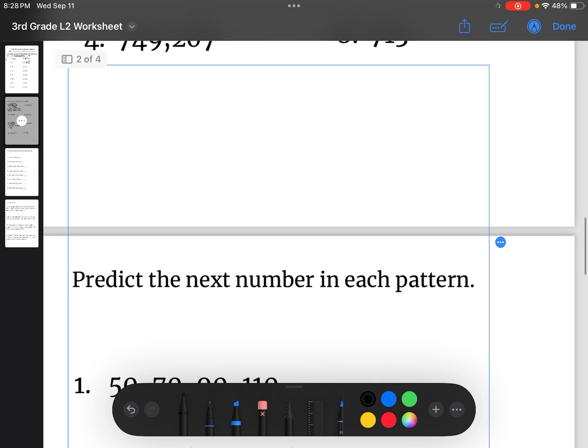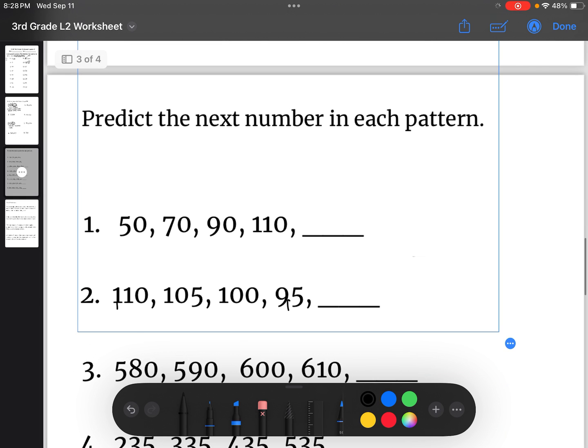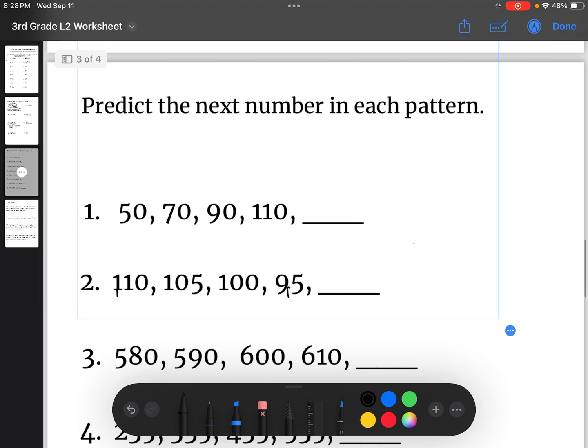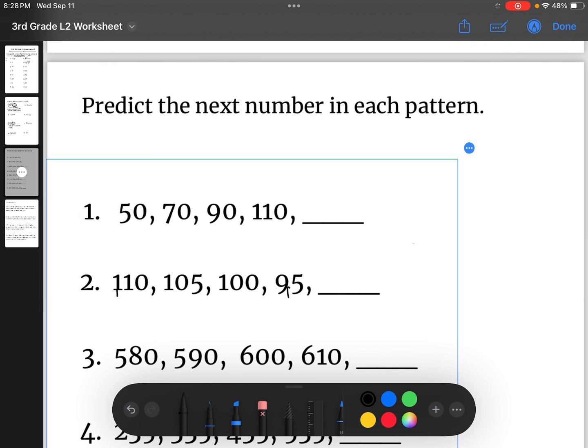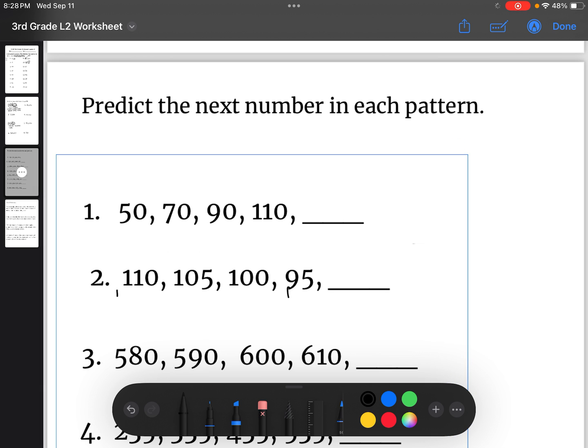So the next section is predict the number in each pattern. So let's take a look at this.